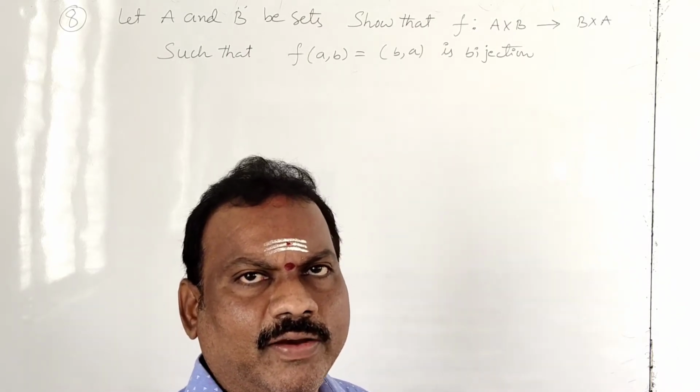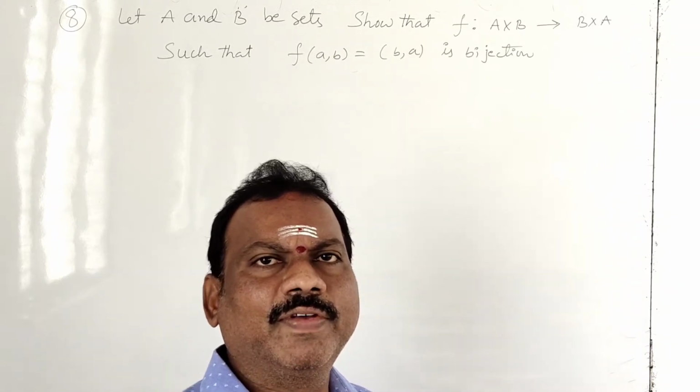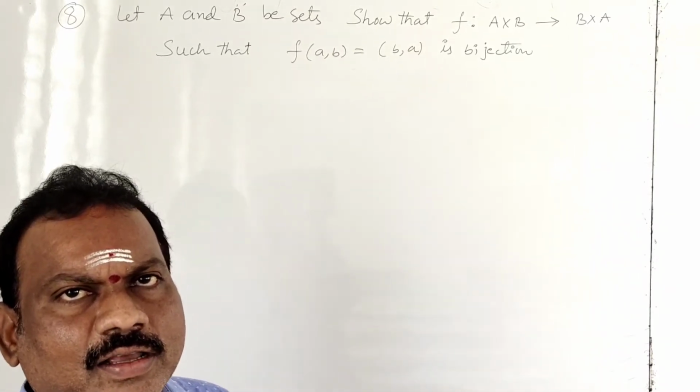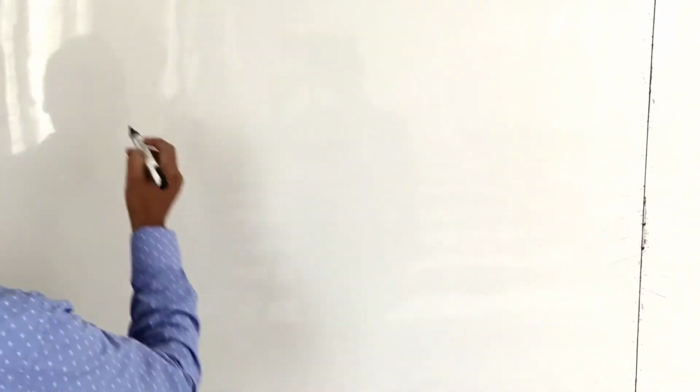Both should hold. It should be a 1-1 function and an onto function. Then only we will say that it is a bijection. So 1-1 other name is injection, onto other name is surjection. So if it is injection and surjection, then only bijection. Okay? Now we will see that here.